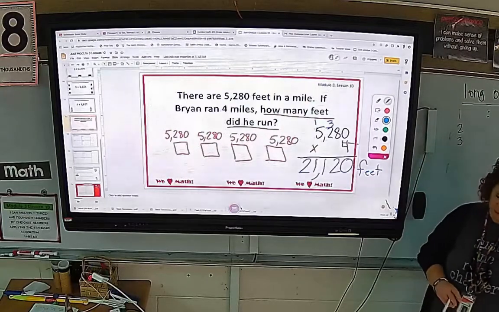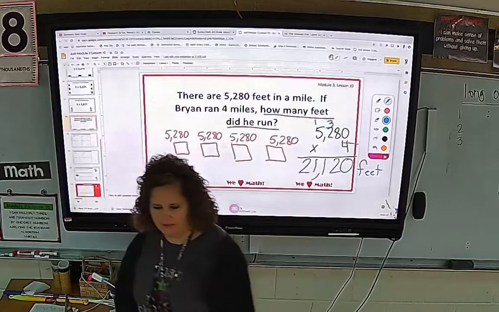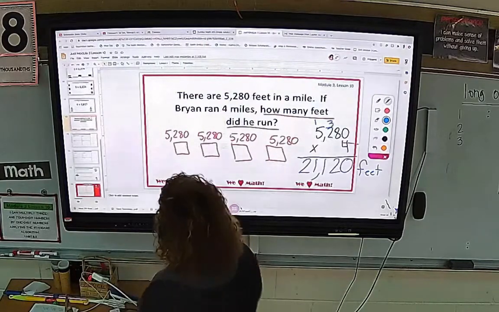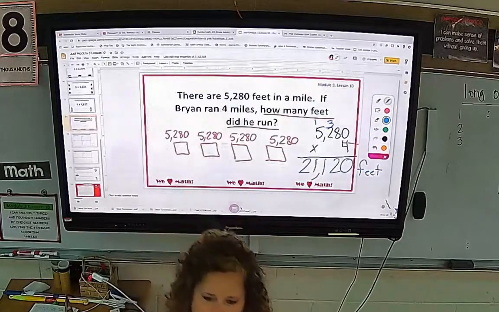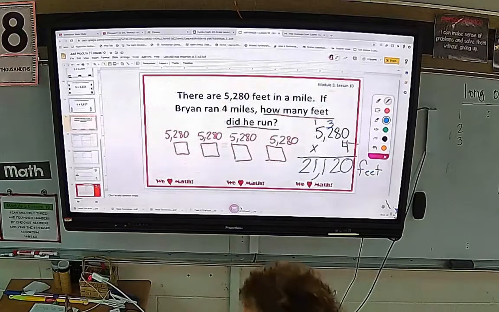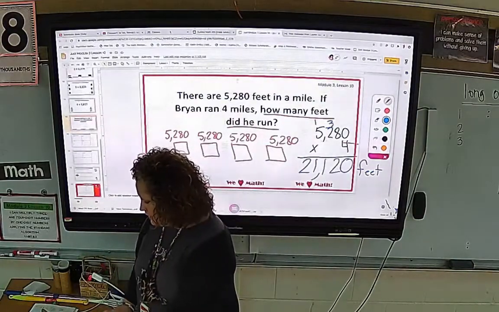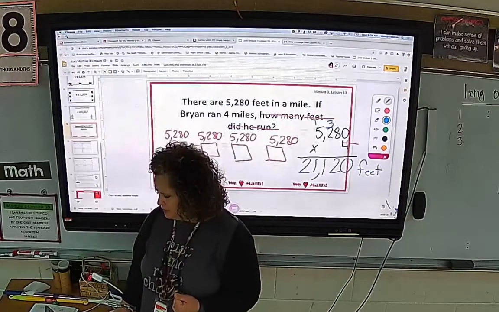21,120 feet. Okay? Anybody get that? Yes. Good. We will in just a second. All right, we are ready to move into our problem set, and it is just several problems to practice. Okay? So that is what we will do when we come back from our break, is just continue to practice this type of multiplication with standard algorithm.